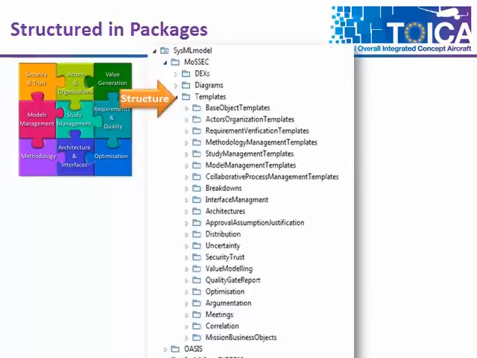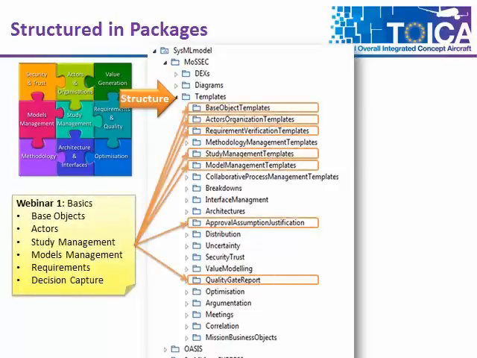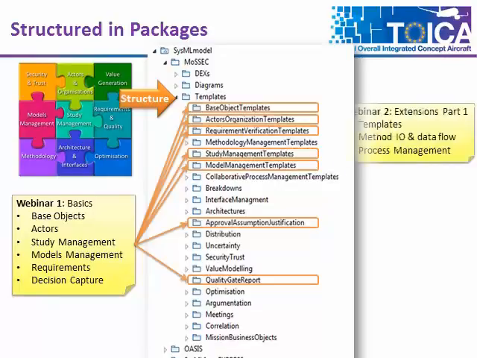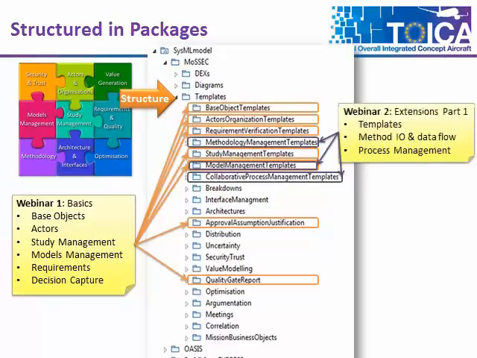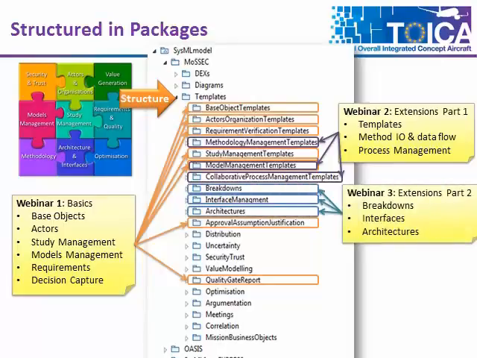The business object model is structured in packages. This webinar series is in 3 parts. The first part covers the basics, which includes the base objects, actors, study management and model management, requirements including V&V and decision capture. The second webinar covers templates including methods with inputs, outputs and data flow and process management. The third webinar covers breakdowns and interfaces, both of which are included in architectures.